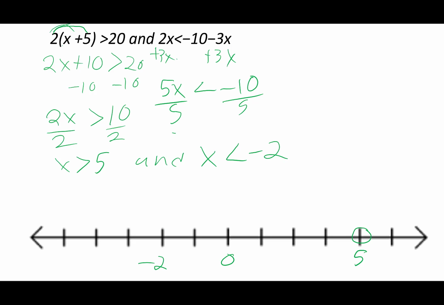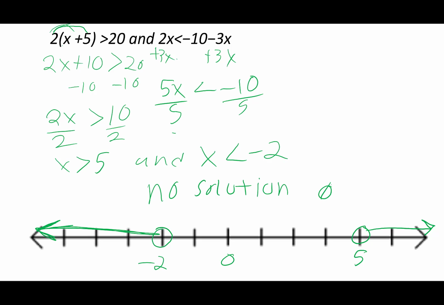So we're going to have an open circle at 5, and I'm shading to the right. Open circle at negative 2 and shading to the left. This is an and. Do my graphs overlap? No. So it's a no solution. And remember when we talked previously, a no solutions graph is just nothing on the number line, because we have nothing that will be a solution.